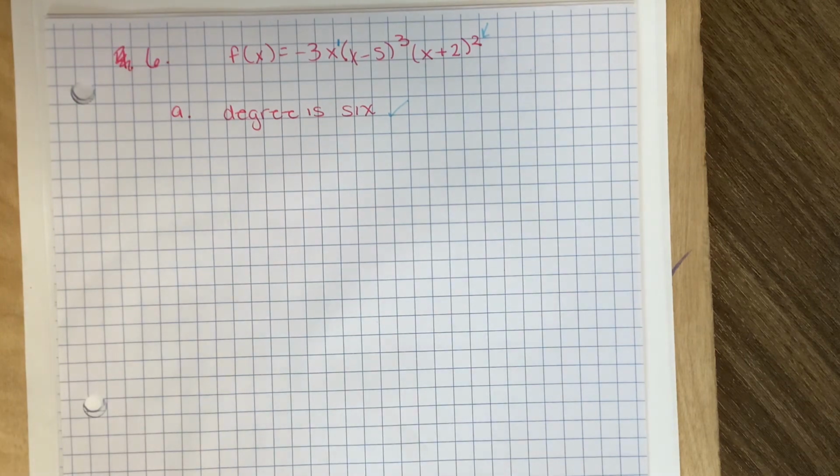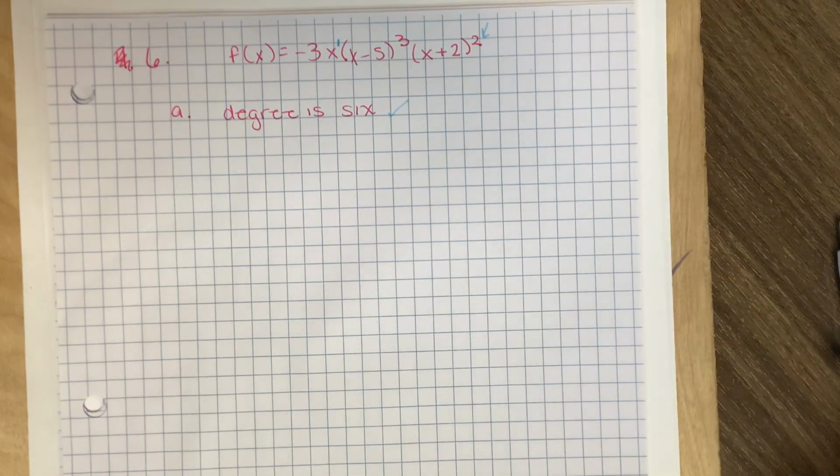When it is in factored form, I want you to hear my voice. When it is in factored form, you add your degrees. When it is in standard form, you use the highest degree shown. So if you need to make a note to yourself, make a note. Factored form, add your degrees. Standard form, highest degree shown, highest exponent shown.